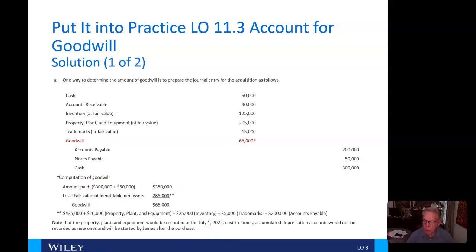They have a note here that the property, plant, and equipment would be recorded at the July 1, 2025, cost to James. Accumulated depreciation accounts would not be recorded as the new ones and will be started by James after the purchase.